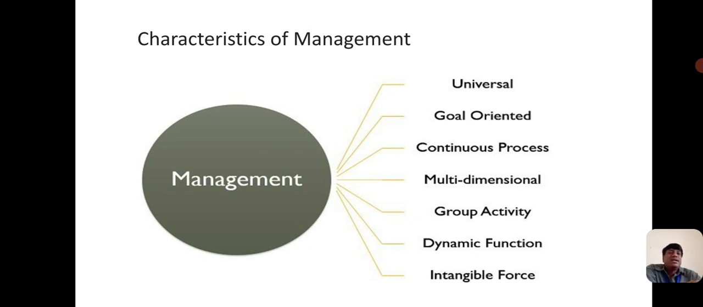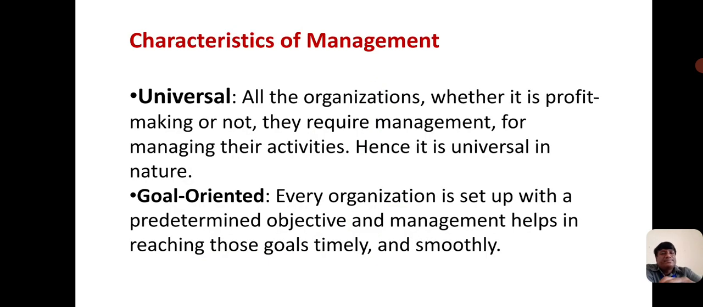These are the basic and important ones, because apart from these there are many other characteristics, but we have identified here the important characteristics for the purpose of discussion. We shall discuss one by one. To start with, the first characteristic of management: management is universal in nature. Management is a universal activity. All the organizations, whether profit making or not, require management for managing their activity. Hence, it is universal in nature.